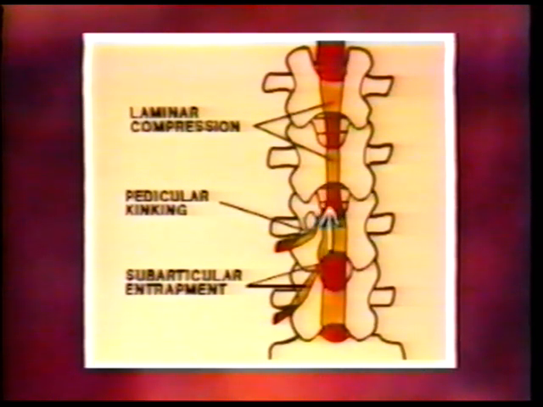Several other things can happen. If the disc narrows, the two adjacent vertebrae get closer together, and as the pedicle slides caudally, it can kink the nerve root at this point, causing a lateral stenosis. And with further time, if the ligamentum flavum or the facets become hypertrophied, you can have subarticular entrapment of the nerve root with narrowing and, again, symptoms.